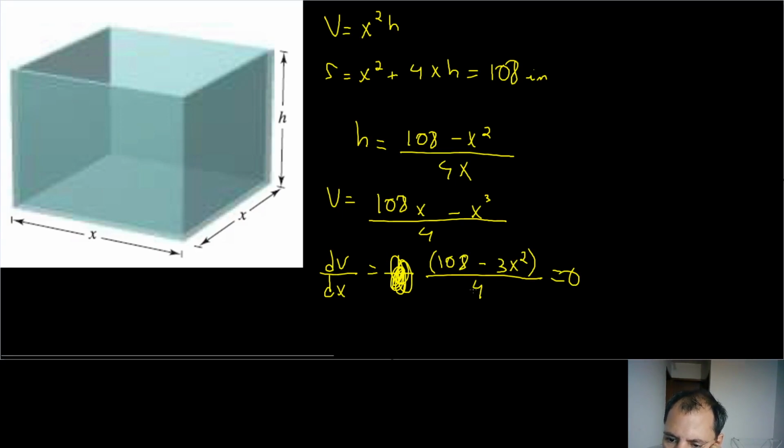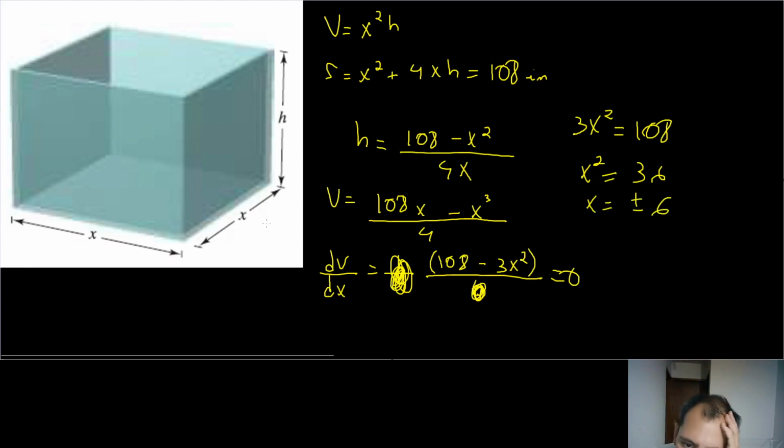If this is to be 0, forget about this 4, okay? And then you have 3x squared equals 108. Then x squared equals 36, so x equals plus or minus 6. Now, minus 6, no, you can't have a negative width and length. So forget about the minus, you just have 6. So there you go. 6 is when you're going to have the maximum volume.